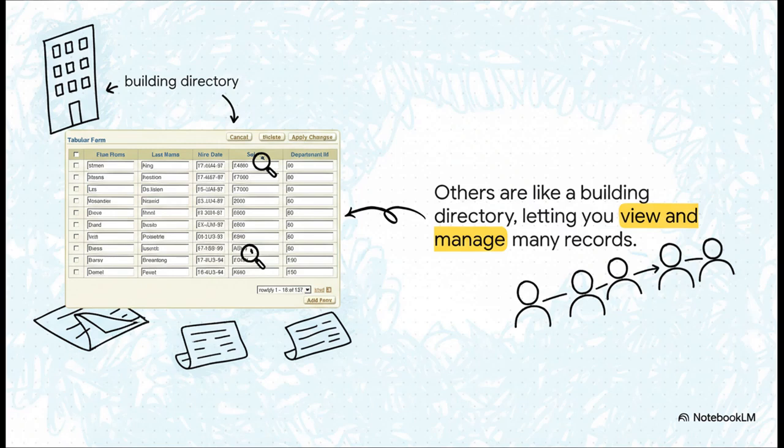It lets you see a whole list of records all at once, in this case employees, and you can scroll through them, make changes, or find exactly who you're looking for. It's all about getting that big picture overview and being efficient.